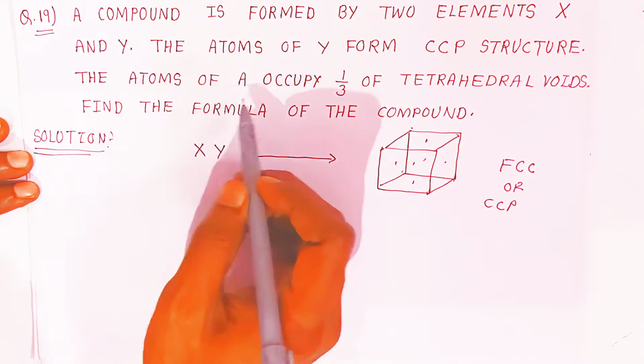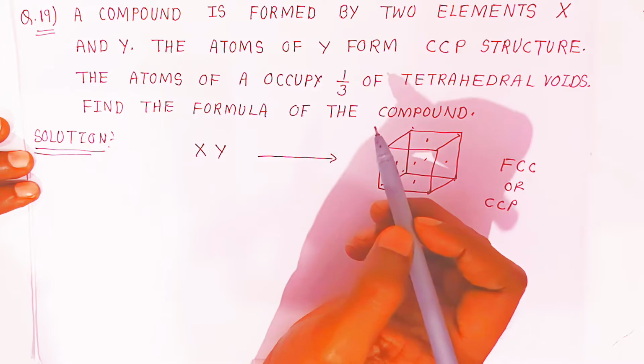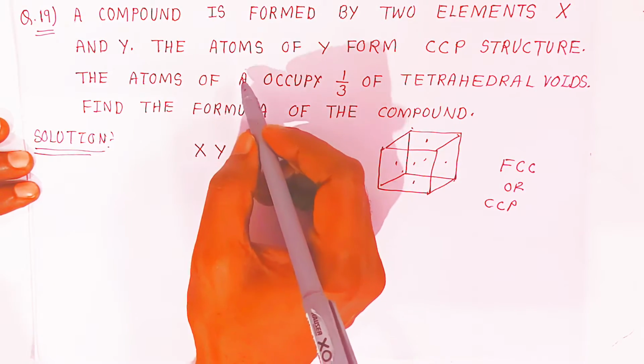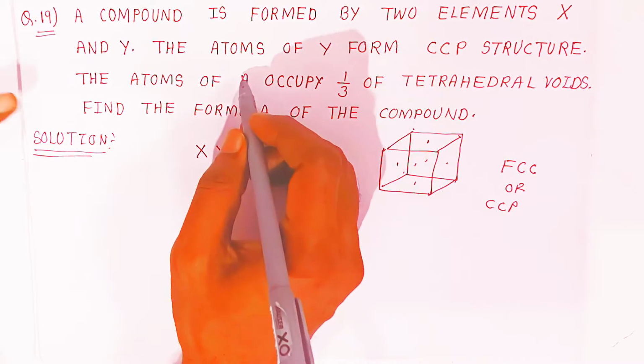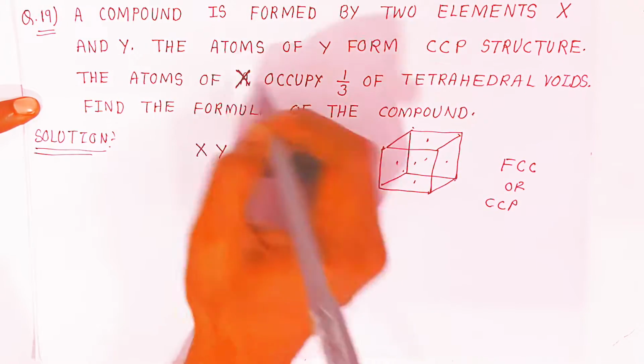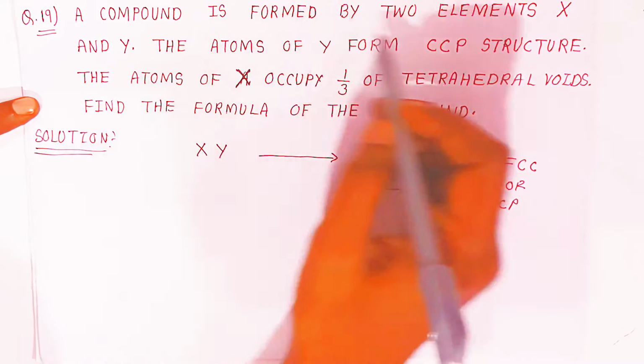Now students, here it says the atom A occupies 1/3 of the tetrahedral voids. Here students, there is a mistake. You can write atom X. Here it is not A, this is X. X occupies 1/3 of the tetrahedral voids. Find the formula. The compound is formed by two elements X and Y.